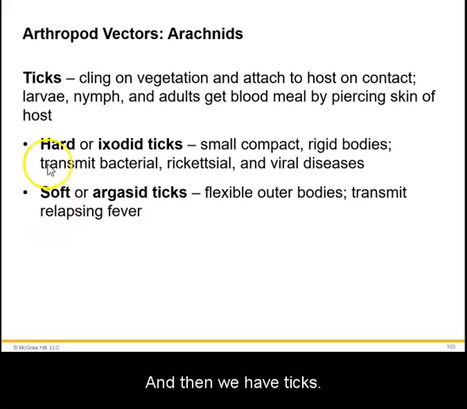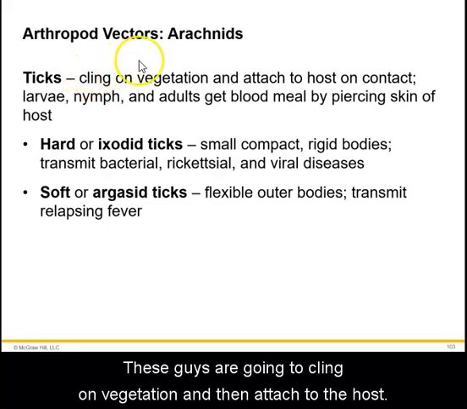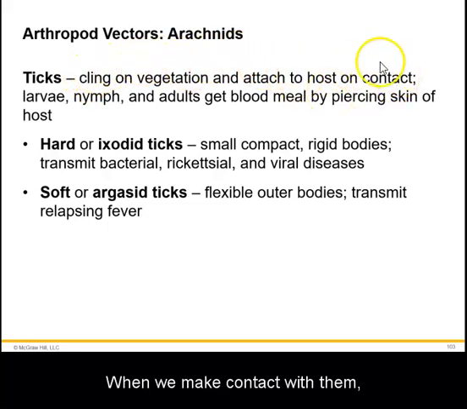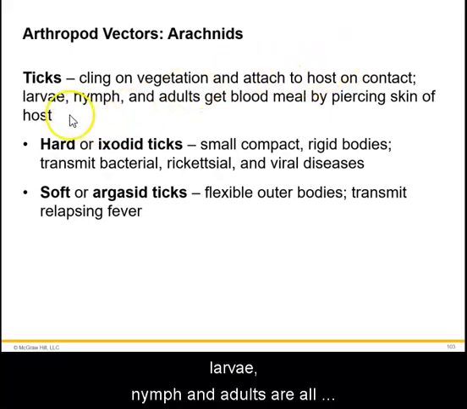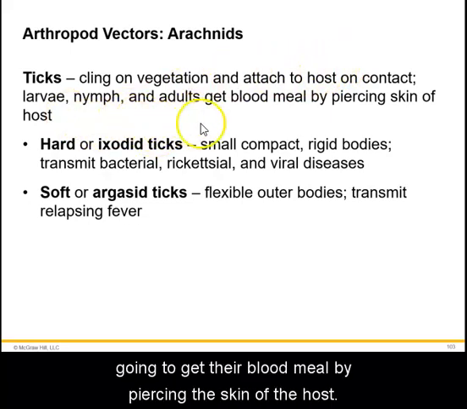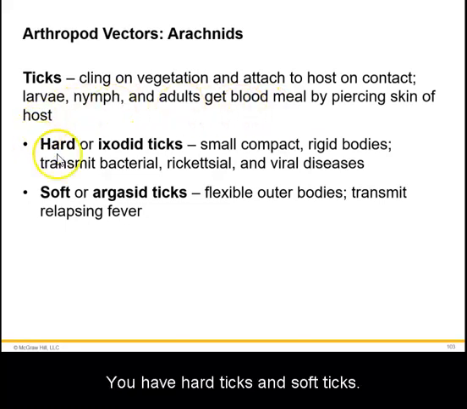And then we have ticks. Ticks are arachnids. These guys are going to cling on vegetation and then attach to the host when we make contact with them. Larvae, nymph, and adults are all going to get their blood meal by piercing the skin of the host. You have hard ticks and soft ticks.